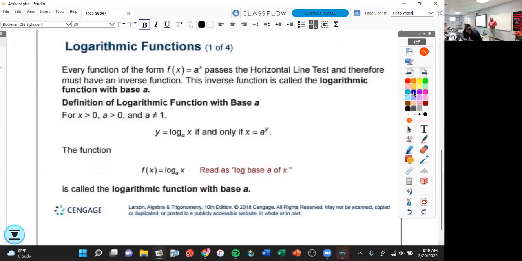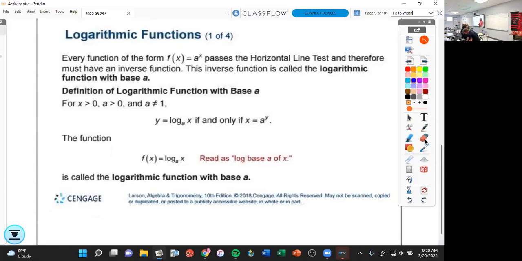Every function of the form f of x equals a to the x passes the horizontal line test. A to the x, what kind of a function is that? Exponential, okay? And we talked about exponential functions yesterday, passing the horizontal line test. Because they pass the horizontal line test, that makes them one-to-one. And because they're one-to-one, they what? Have an inverse.